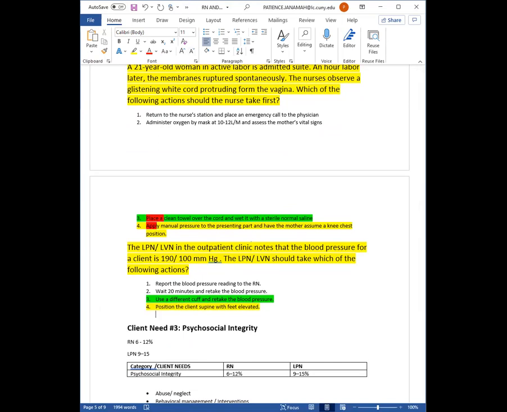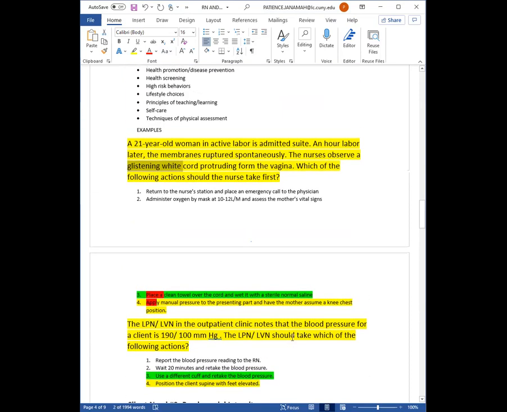Now, what do we know about labor? I know most of us have given birth, or all of us have given birth. And you know that in labor, the baby should come first. Now you have the cord coming out first. So this white glistening thing they describe is the cord. That's how NCLEX treats you. They don't want to mention to you what it is.